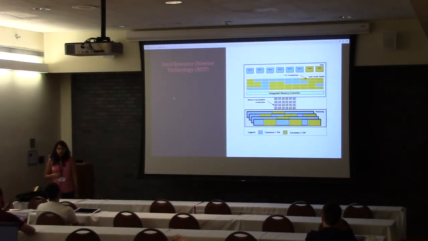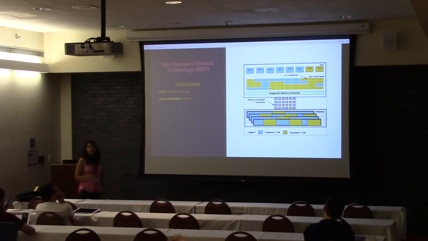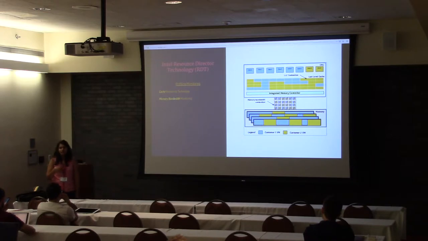Other manufacturers have also realized that there's a need for innovation in this direction, and one such technology that has come out is from Intel. There are two things that this technology provides. One is the profiling aspect: if an application, a number of cores, or a virtual machine is running, you can see what the last level cache usage is for that application, number of cores, or virtual machine.